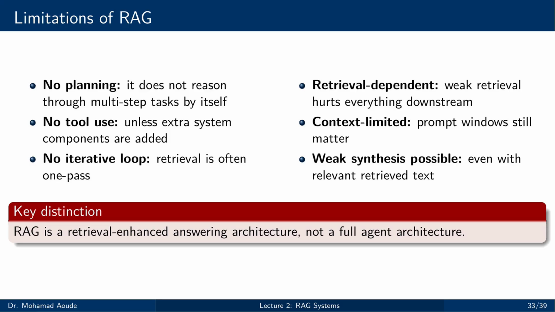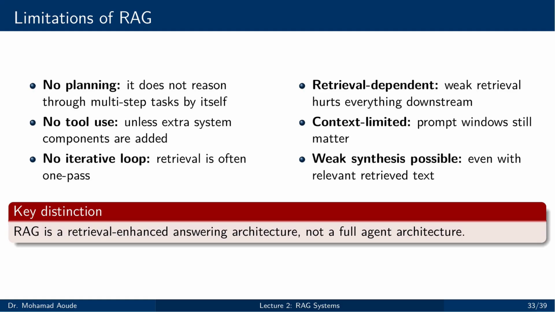But strong engineering always includes understanding limitations. A standard RAG system does not inherently plan. It does not naturally perform multi-step decision-making. It does not usually use tools unless additional architecture is added. And in many cases, retrieval is one pass. That means the system often retrieves once and answers once. If that first retrieval is weak, the answer may also be weak.